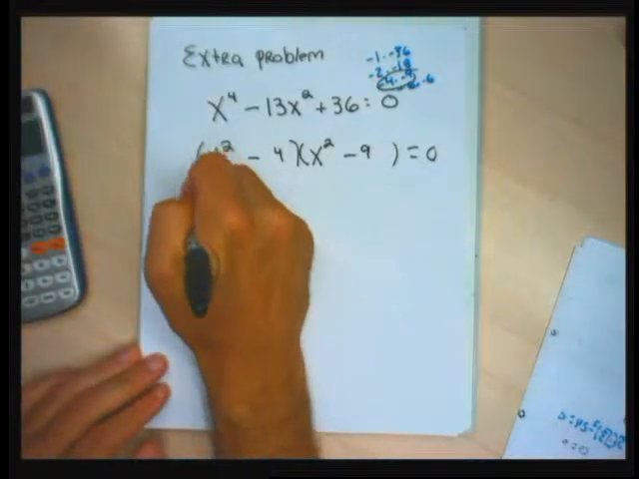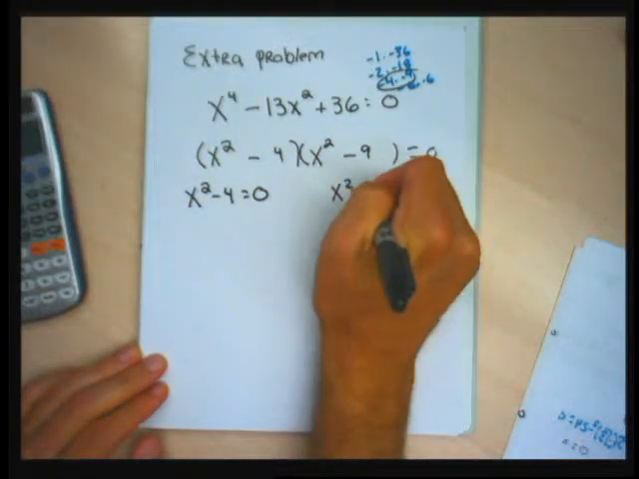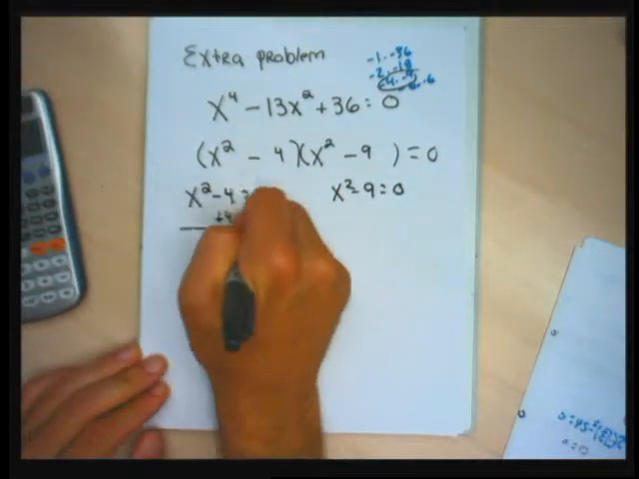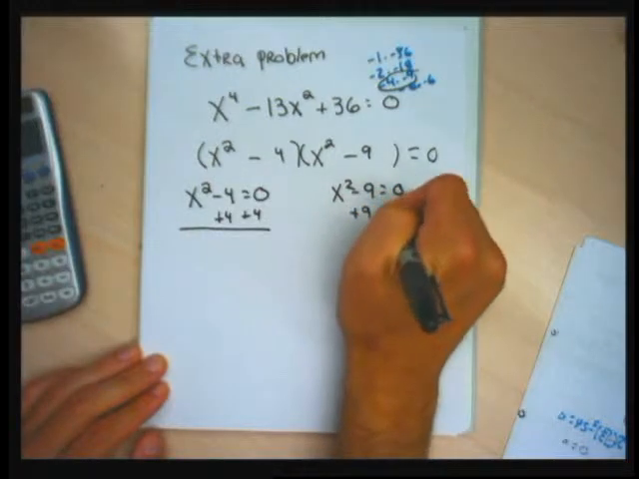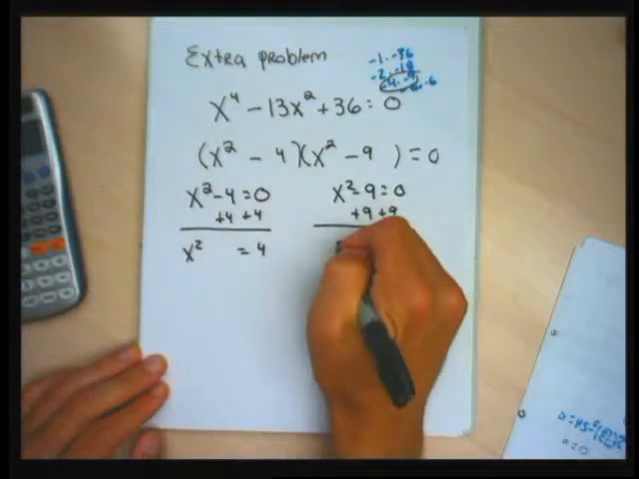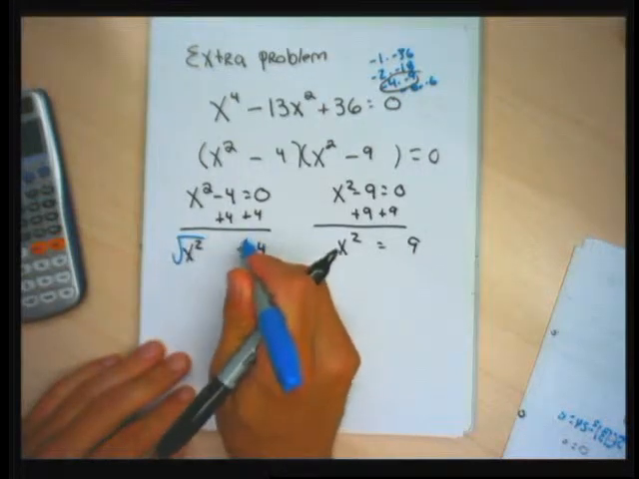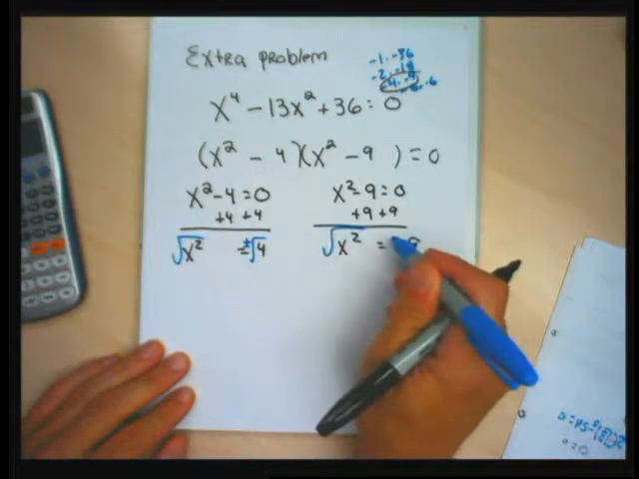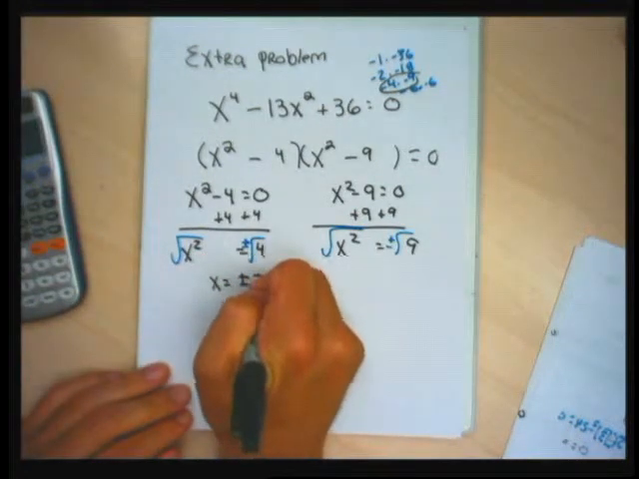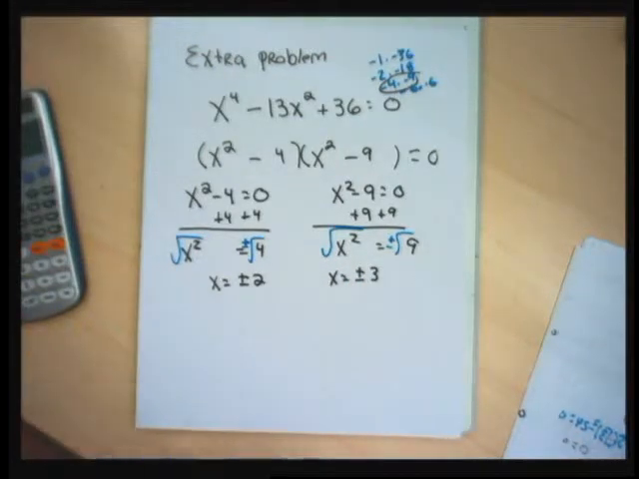I have it factored. I'm going to set each factor equal to 0. For the x squared minus 4, I'm going to add 4 to both sides. For the x squared minus 9, I'm going to add 9 to both sides. This is going to give me x squared equal to 4, x squared equals 9, and then I square root, plus or minus square root, plus or minus square root. So I get x equal to plus or minus 2, x equals plus or minus 3. I'm going to check each one. These are easy to check.